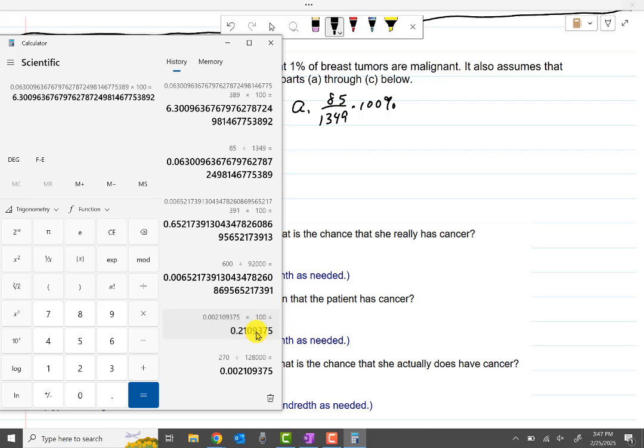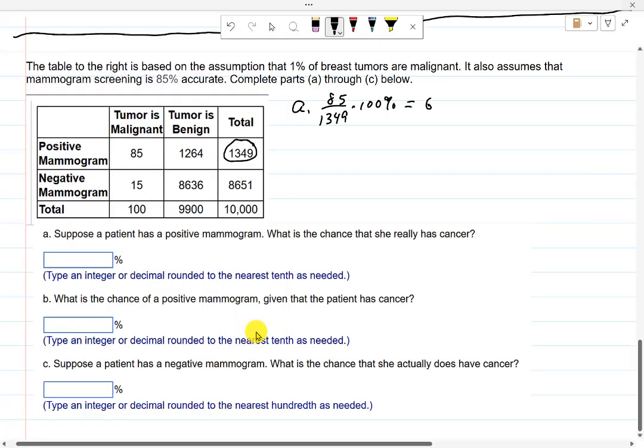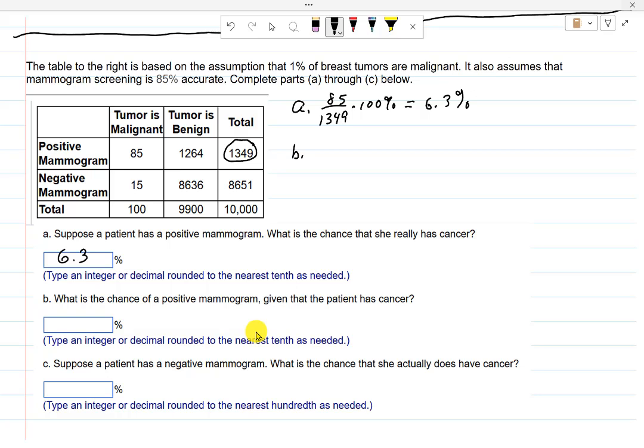I get 6.3%. Let me see how they want the answer done. So it says rounded to the nearest tenth. Okay, 6.3. Part B, it's asking us, what is the chance of a positive mammogram given that the patient has cancer? Well, these are the patients that have cancer, and these are the ones that have a positive mammogram. I think you'll find that this equals 85%.